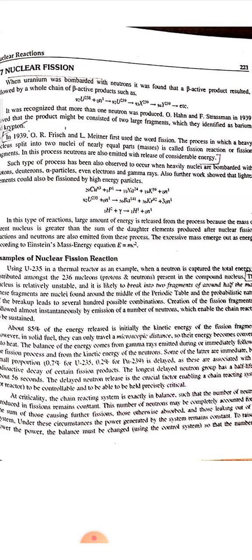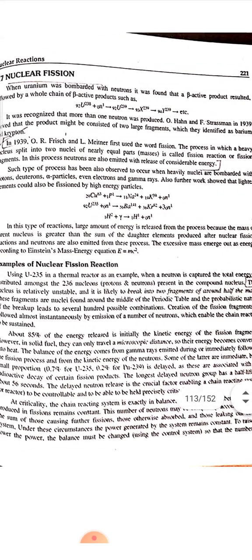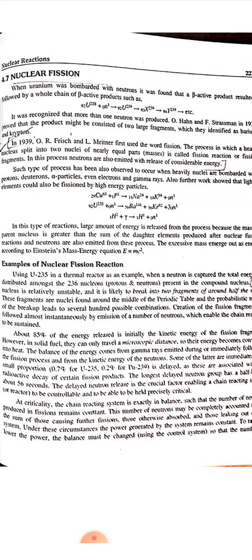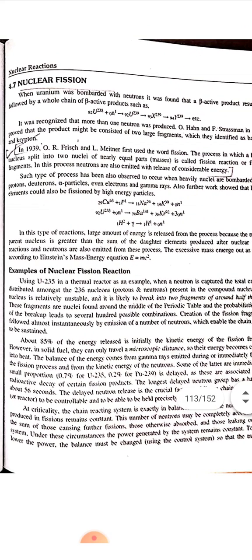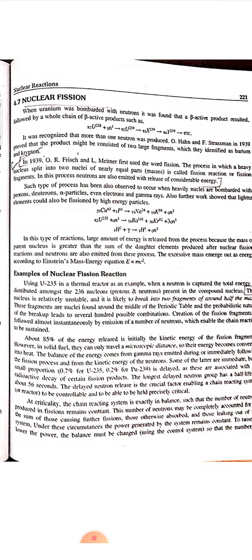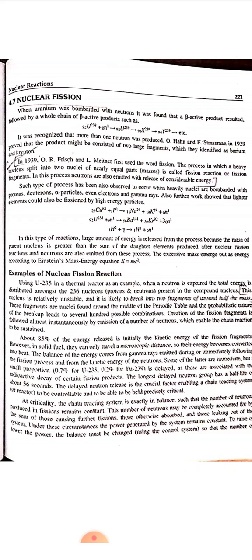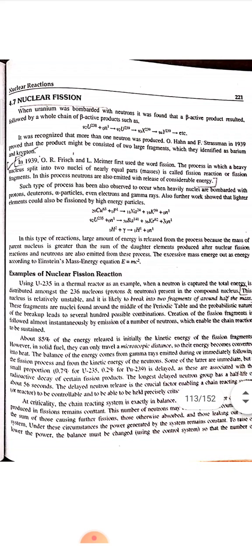You can call it a fission reaction or a fission fragment. In this process, neutrons are also emitted with release of considerable energy. Such types of processes are also observed to occur when heavy nuclei are bombarded with protons, deuterons, alpha particles, even electrons and gamma rays. Further work showed that lighter elements could also be fissioned by high energy particles.